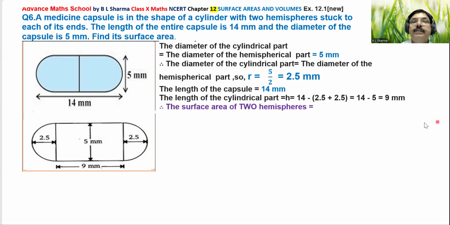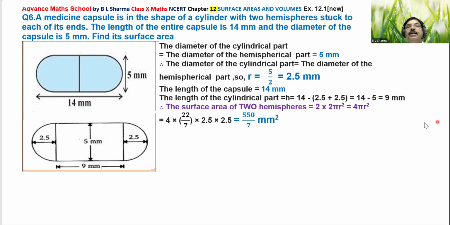Now get answer. The surface area of two hemispheres, what is that? It is 2 into 2πr², because curved surface area of a hemisphere is 2πr². So दो है तो 2 into 2πr², that is 4πr². So 4 into 22 by 7, in place of radius put 5 by 2 or 2.5. On calculating, we get 550 by 7 millimeter square. आपको खुद भी नोटबुक में पेन लेके इसको सिंप्लीफाई करना चाहिए.